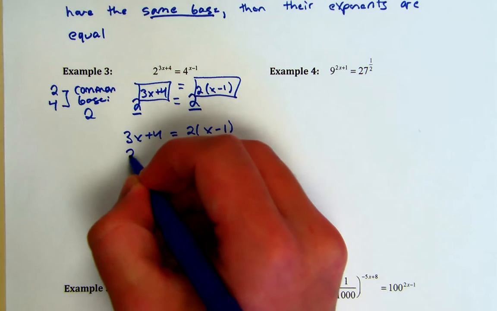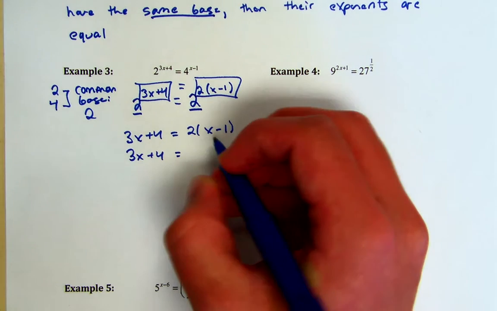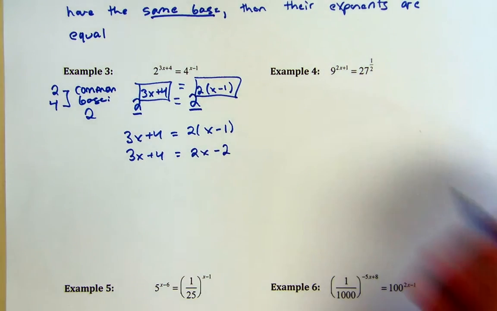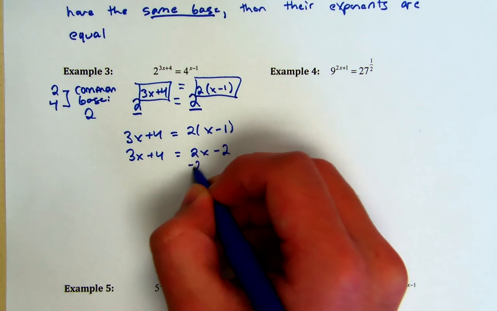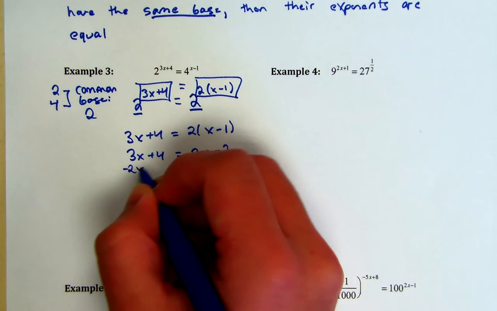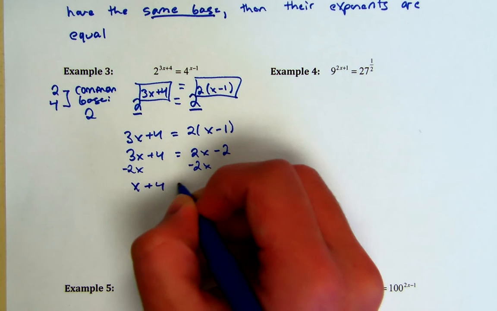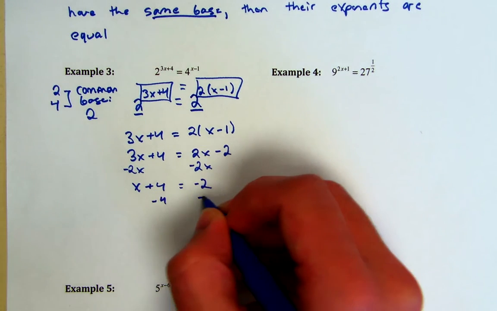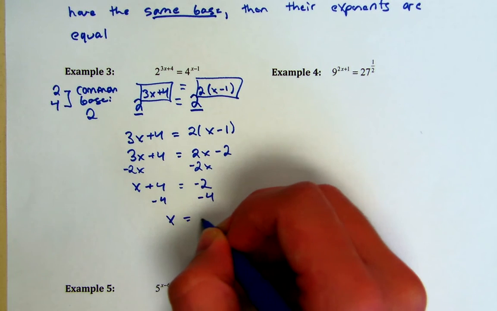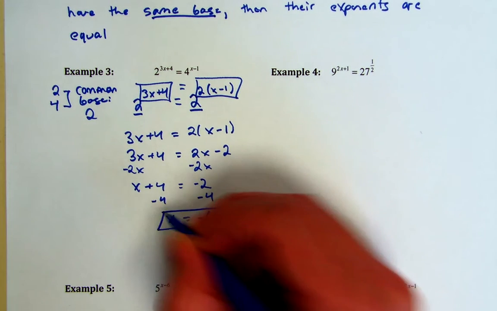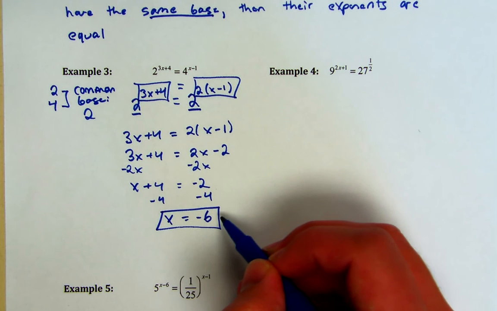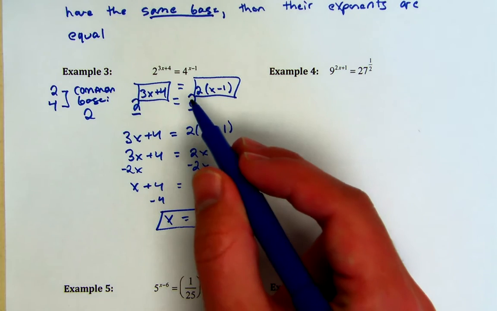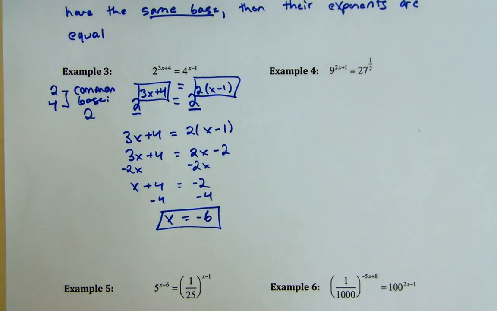So 3x plus 4 equals 2x minus 2, and now we use inverse operations. Subtract 2x, and subtract 4 from both sides. So x equals negative 6. If you wanted to, in the end, you can take x equal to negative 6 and put it back in the original equation to check if it's true.